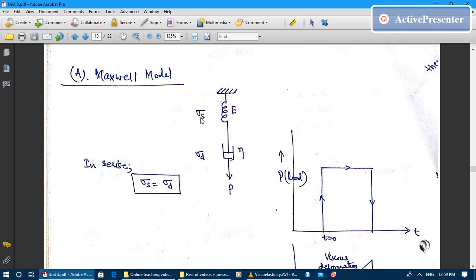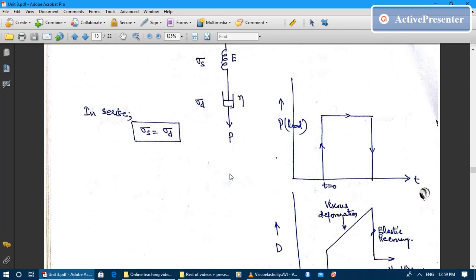sigma S is the stress developed in the elastic element and sigma D is the stress developed in the dashpot. Since both the elements are connected in series, these two stresses are going to be the same. In series, sigma S is equal to sigma D. It's very similar to an electrical circuit, where the current passing through two resistors connected in series is the same. So the stress present in these two elements is going to be the same.